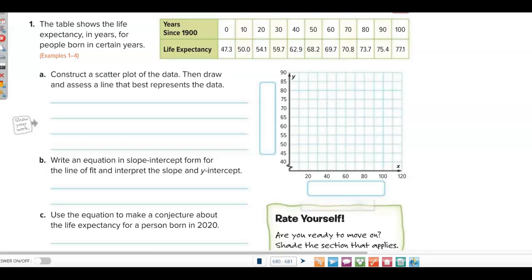So number one, the table shows the life expectancy in years for people born in certain years. So A, we're going to construct a scatter plot of the data and then draw and assess a line that represents the data. So first of all, we need to fill in our X and Y axis. So my X is going to be years since 1900. And then my Y is going to be my life expectancy.